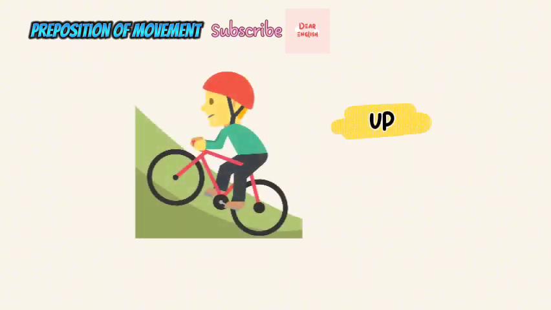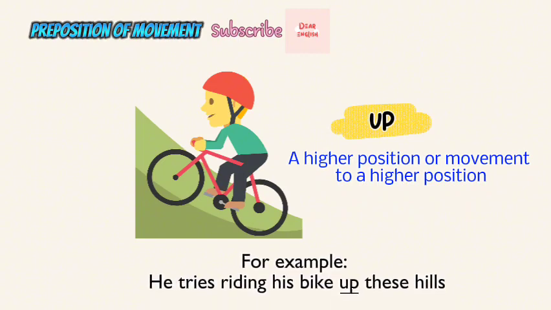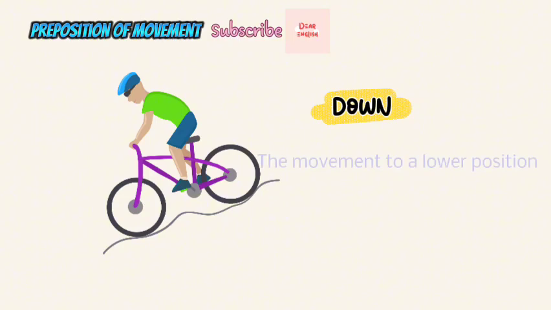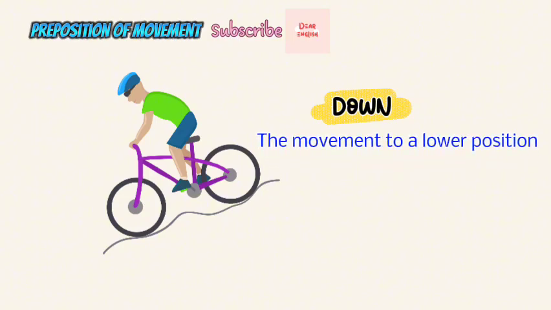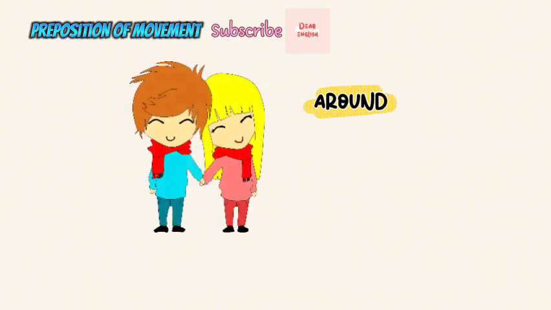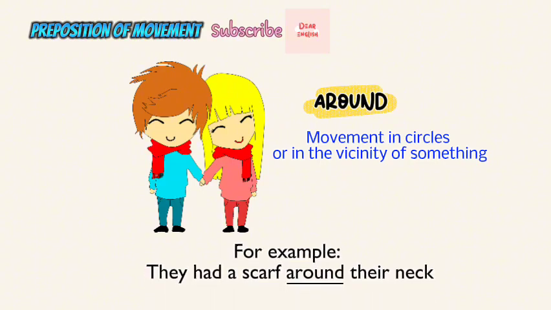Up. A higher position or movement to a higher position. For example, he tries riding his bike up these hills. Down. The movement to a lower position. For example, it's easier to run down the hill than go up. Round. Movement in circles or in the vicinity of something. For example, they had a scarf around their neck.